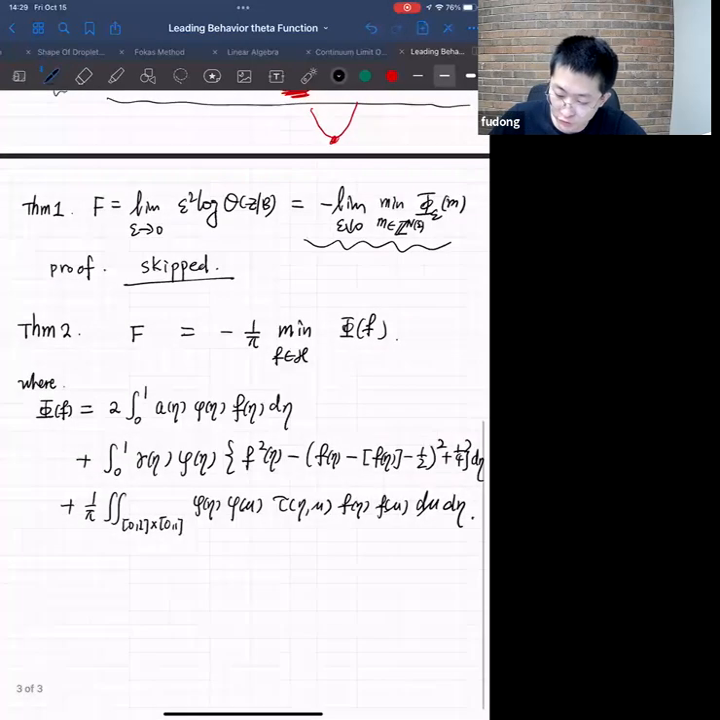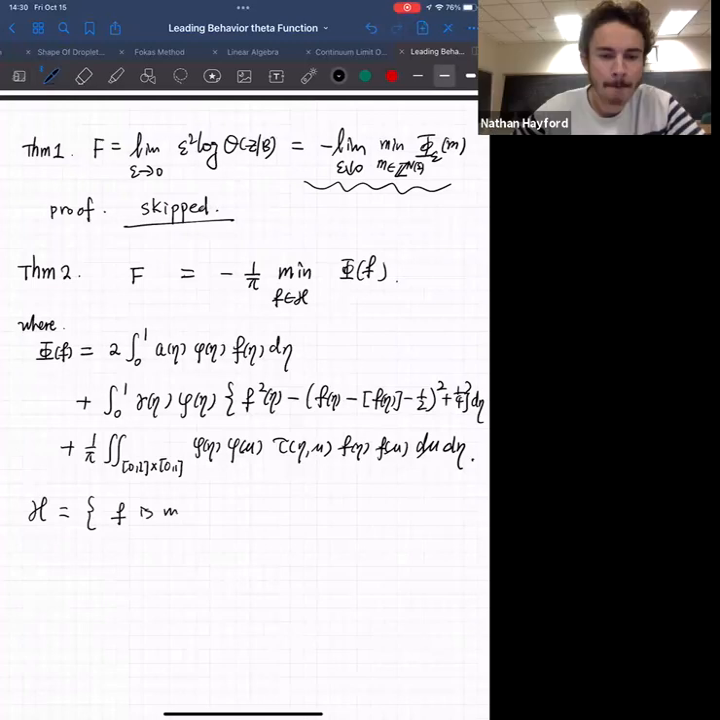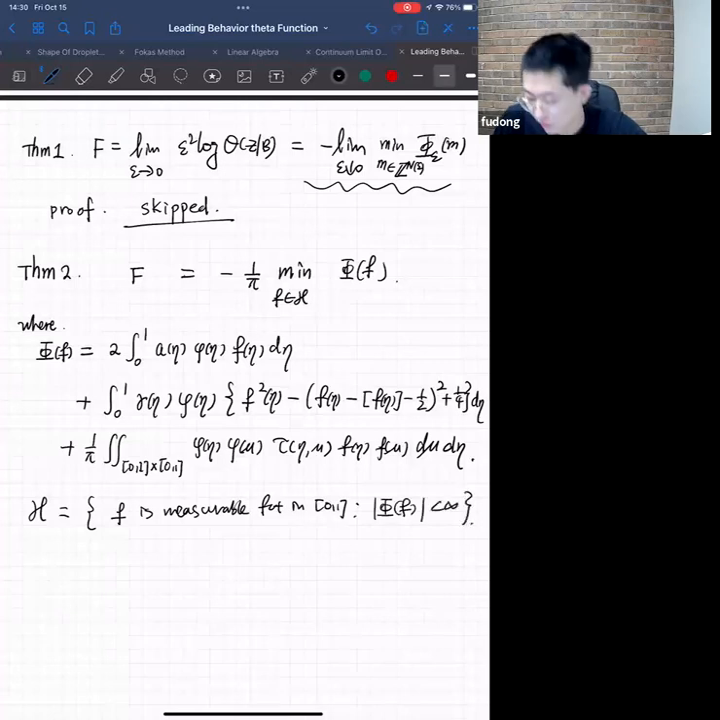So this is a functional phi, and h is the space of f measurable functions in (0, 1) such that phi of f is bounded. Okay, that's a cell on two.